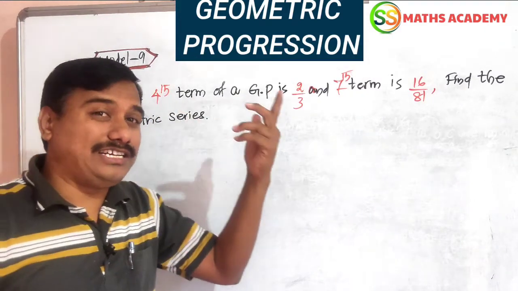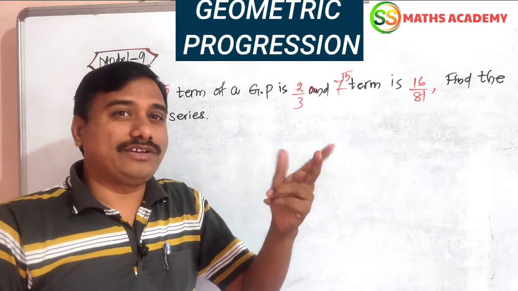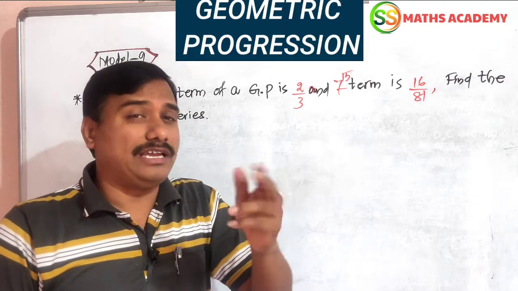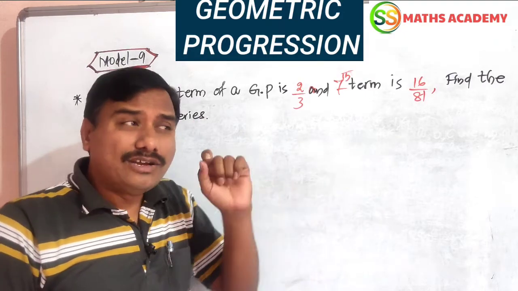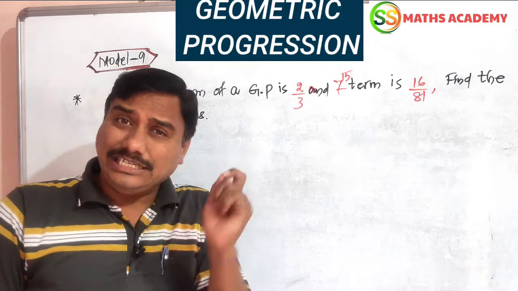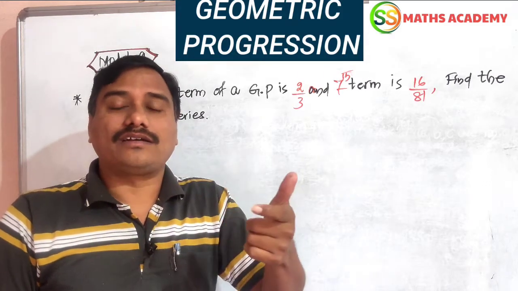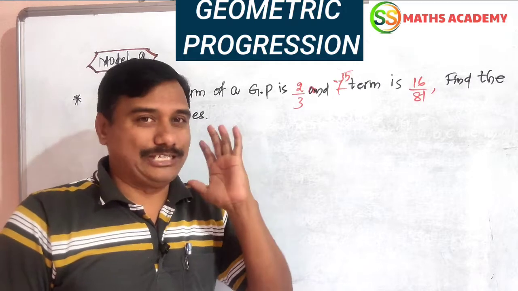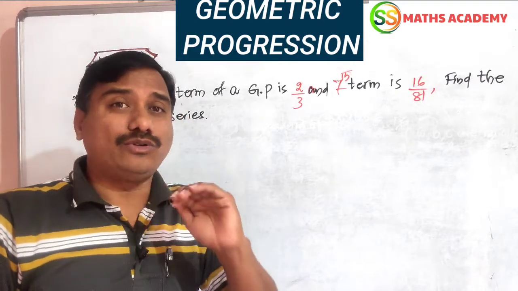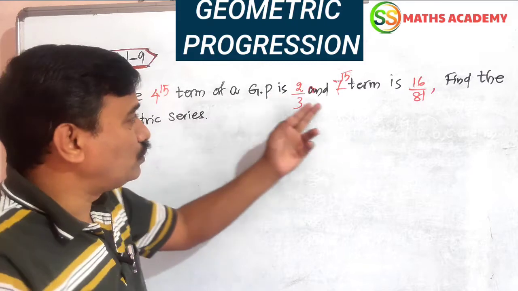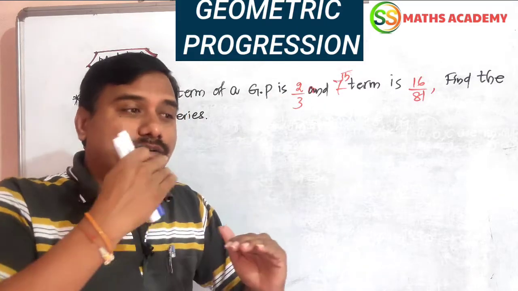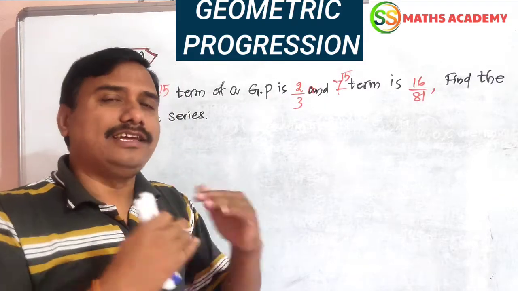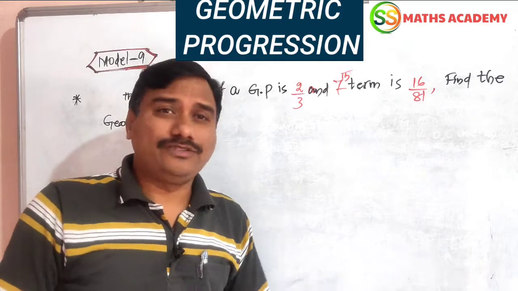Same question we have done in the AP also. Two terms are given, we have to find the general terms of AP: a, a plus d, a plus 2d. Like that, we have to find the GP series: a, ar, ar square. It means we require a and r respectively. These two terms we have to use to find first r, next a. Then finding the GP is very easy.